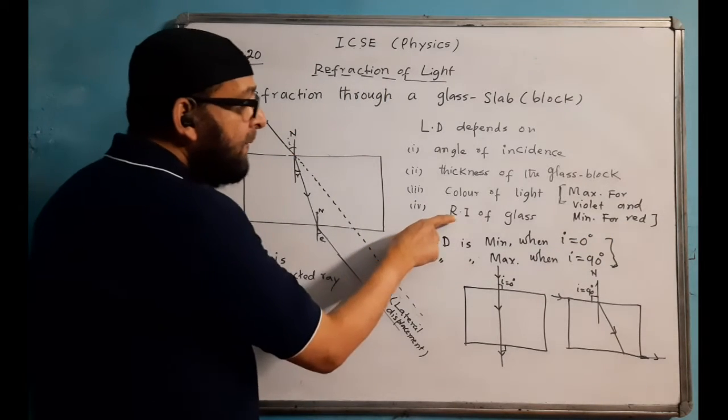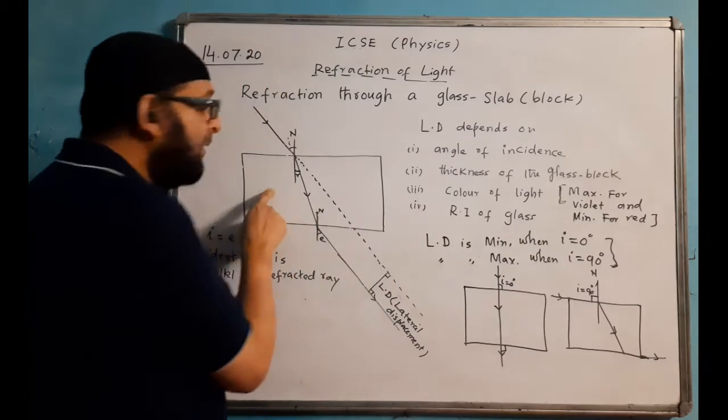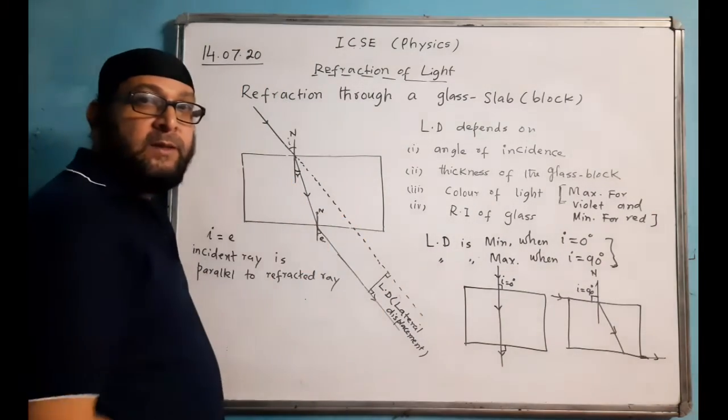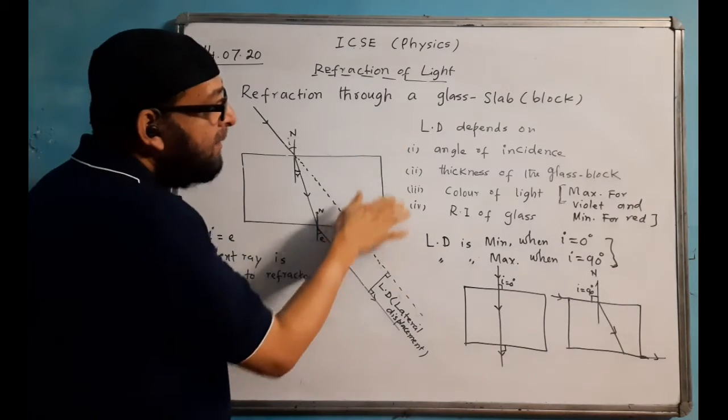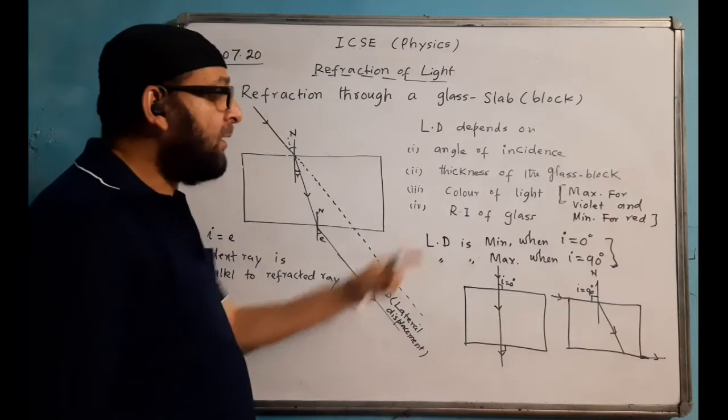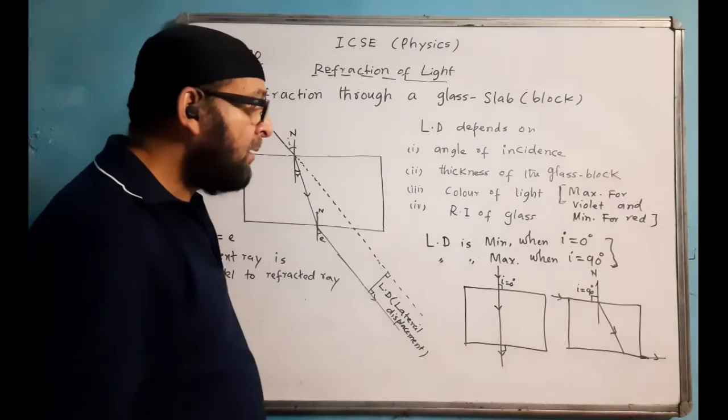Now, it depends upon the refractive index of the material of the glass. The refractive index of the glass. The more the refractive index, the more the lateral displacement. In a way, it is directly proportional to all these factors. And the part about the colors is quite important. They may ask it in ICSE.